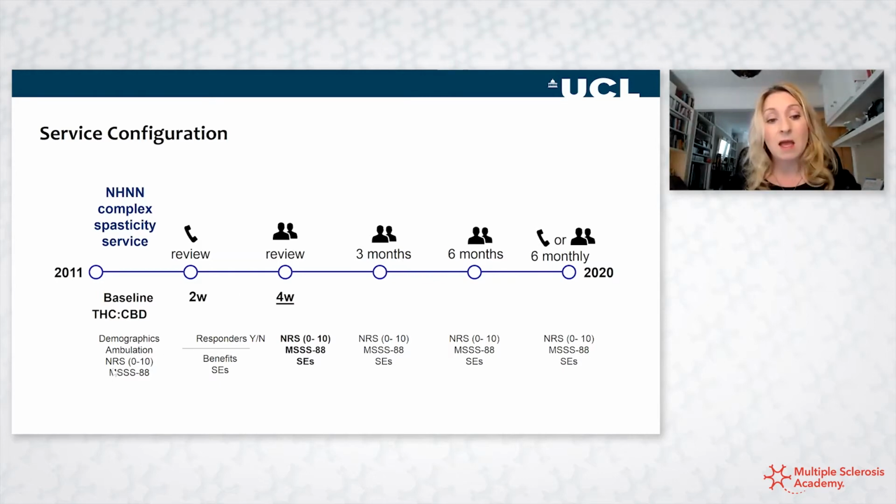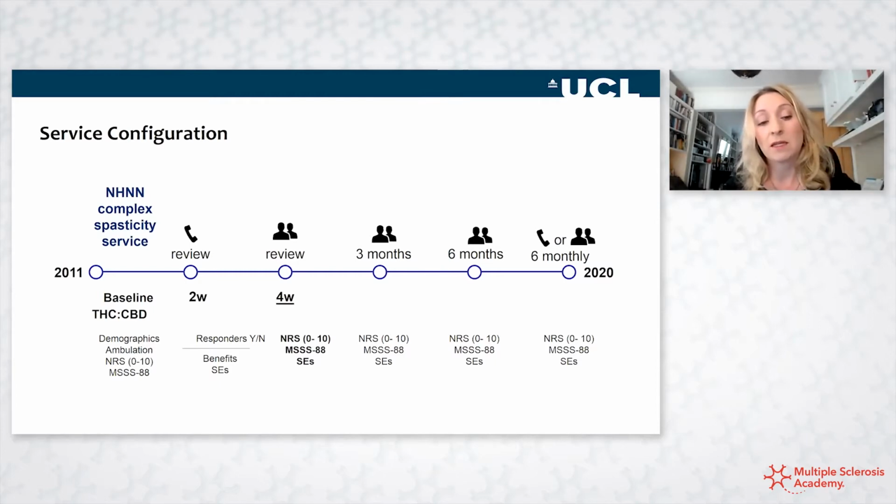You'll see here the NRS, the numeric rating scale, which is a 0 to 10 point scale, where the individual rates how severe their spasticity is. So 0 is no spasticity whatsoever, 10 is the worst possible, and you ask them to reflect over a 24-hour period. You can obviously alter the timeframes for that.